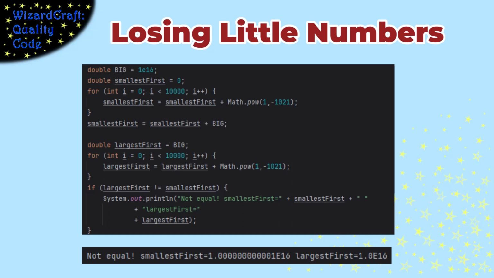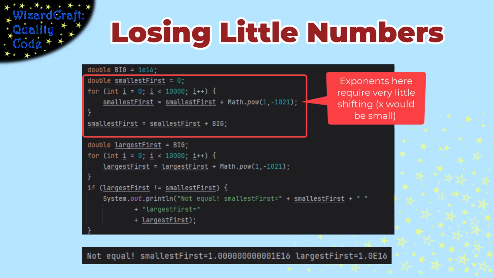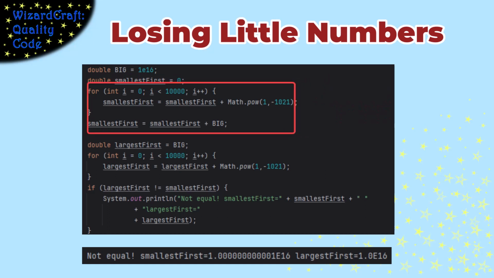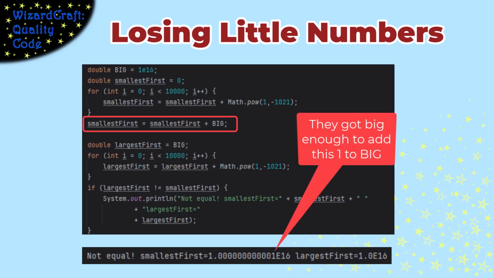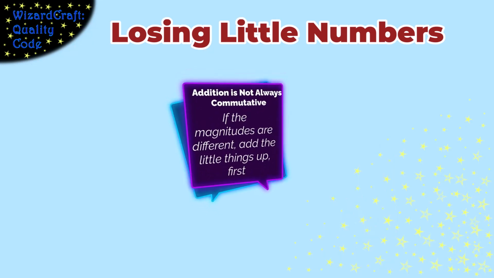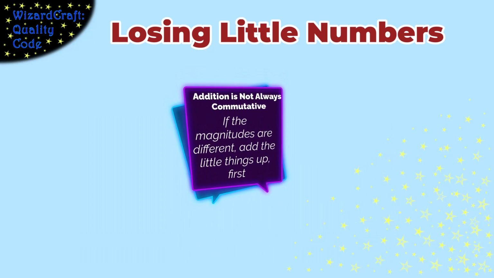In the smallest first code, we add all those little things to each other, which does not make them 0, so then they can accumulate. When we add the result of all of that to the big number, it's big enough that it doesn't get shifted away in the arithmetic. So addition is not always commutative in the computer. If we're adding things with very different magnitudes, we should add them smallest to largest in the hopes that the little things accumulate enough to not get lost.